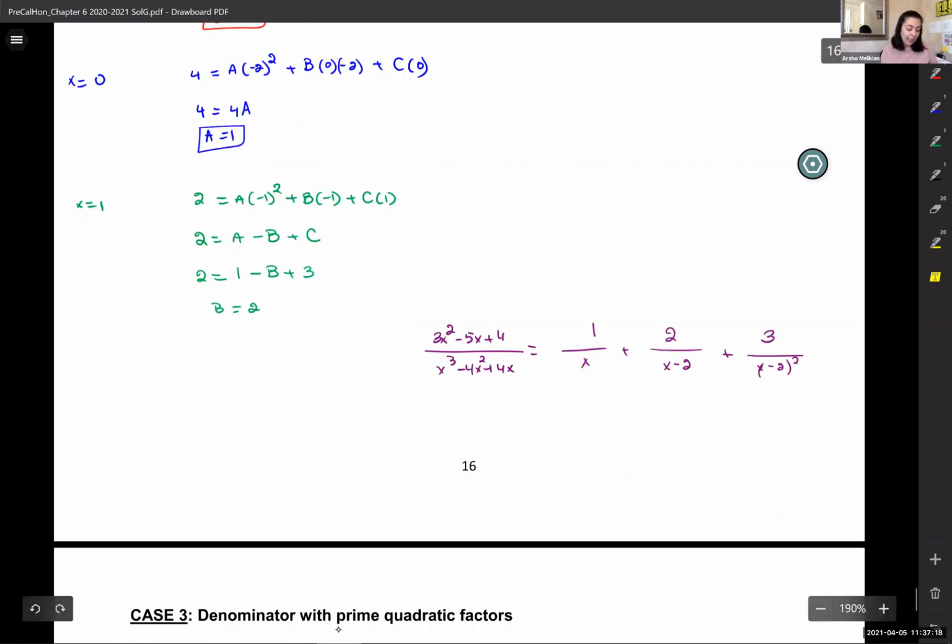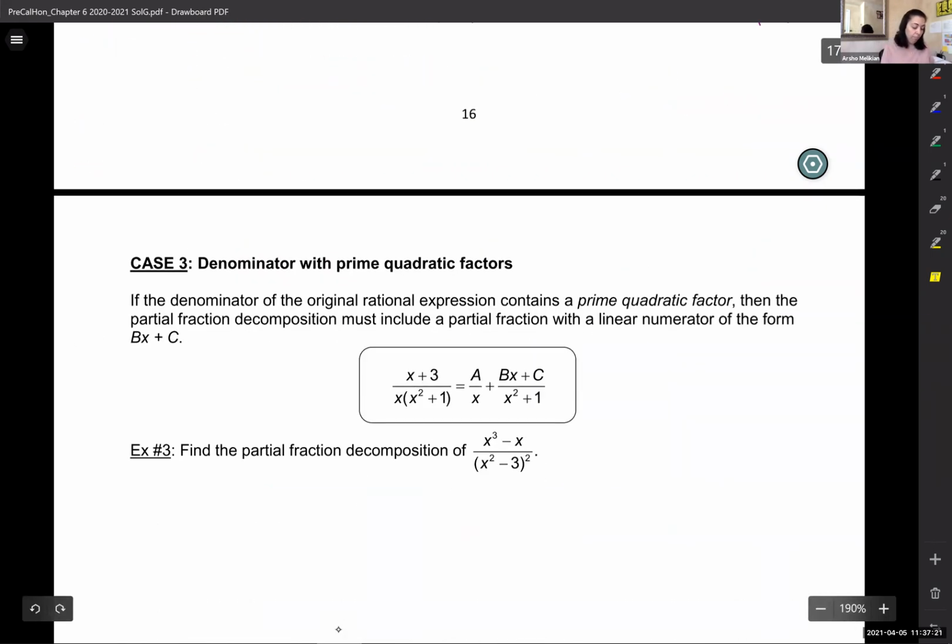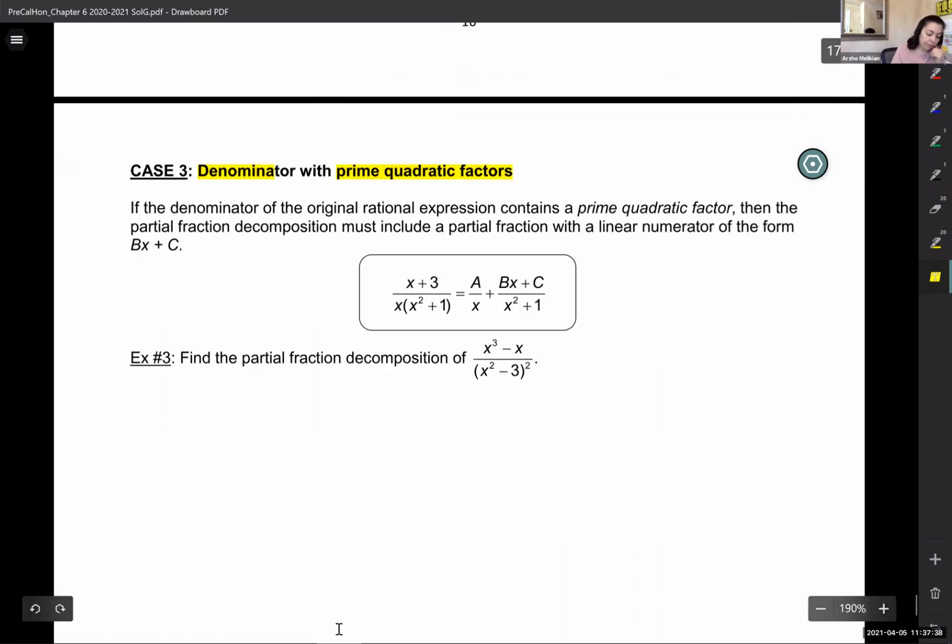Okay, last but not least, case number 3. When you have a denominator with prime quadratic factors. That means in the denominator you have a quadratic expression that you can't factor. Take a look at this one. What are the terms of my denominator? x and x squared plus 1. Okay, x is fine, but the x squared plus 1 is not linear anymore. Now it's quadratic, but you can't factor it any further, right?